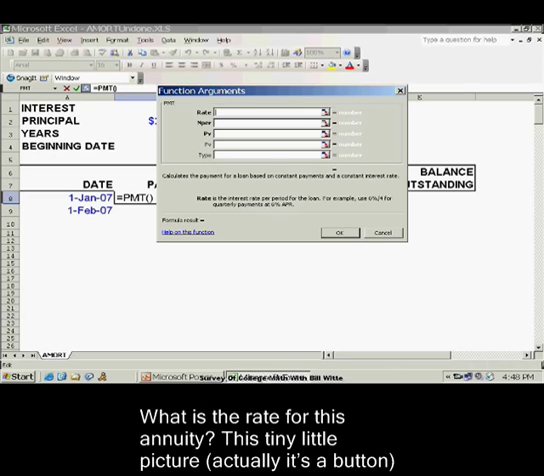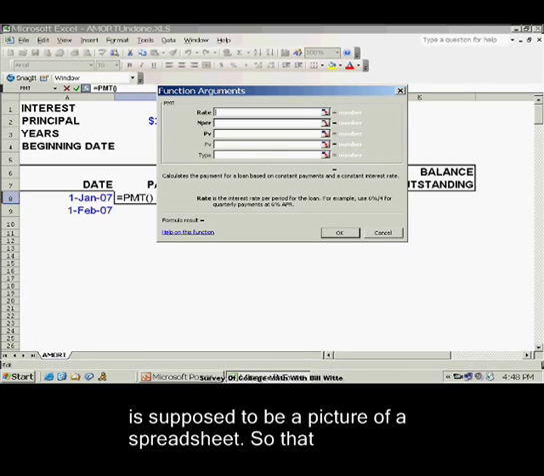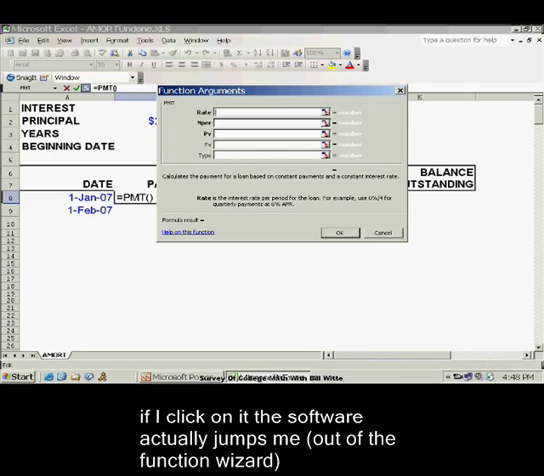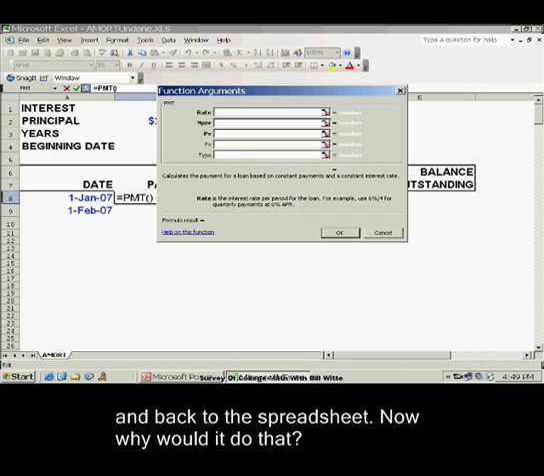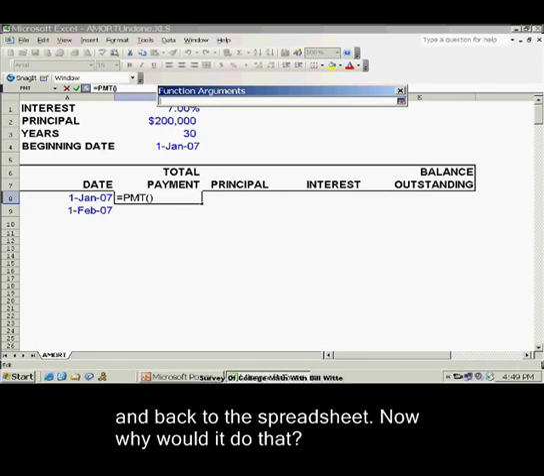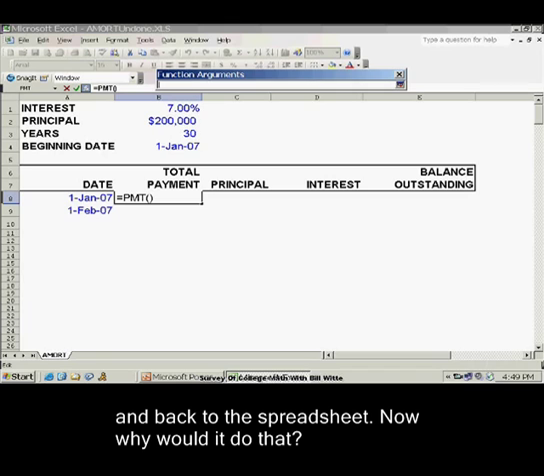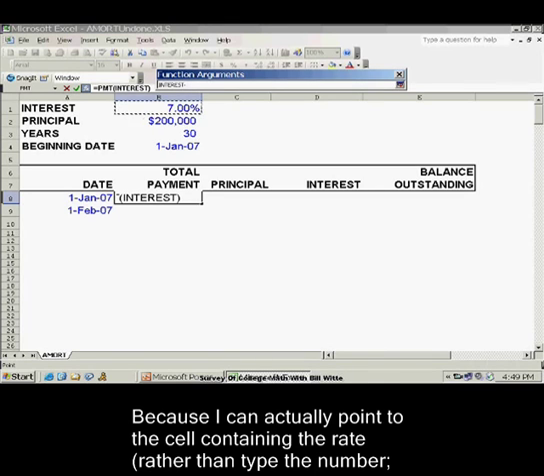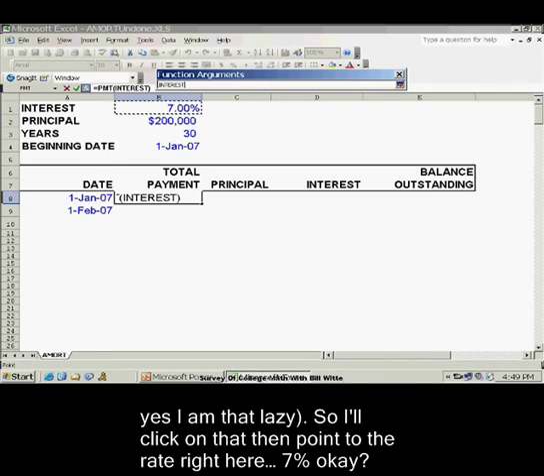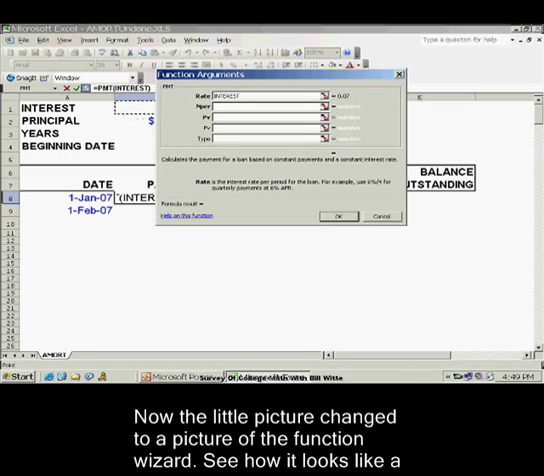Well, this little picture here is supposed to be, it is a button, it's supposed to be a picture of the spreadsheet, so that if I click on it, it actually jumps me to the spreadsheet. Now why would it do that? Well, it's waiting for me to point to the rate. So I'll click on that, and I will in fact point to the rate, which I know is right here at 7%. Okay? Now the picture changed to a picture of the function wizard. Doesn't it look like a little white box with the cursor, which really isn't red? So if I click on that, it'll jump me back, and there I am.